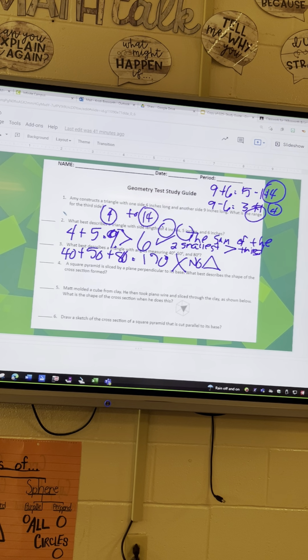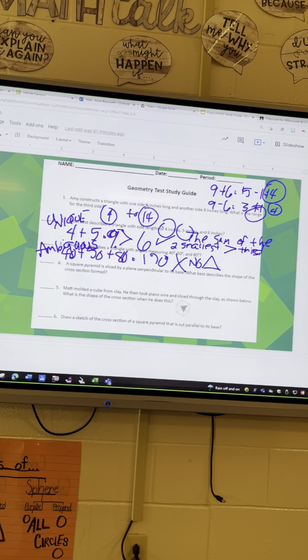Go back to number 2 for just a minute. If you're using the side lengths, it is unique. If you are using angles, it is ambiguous. Okay?